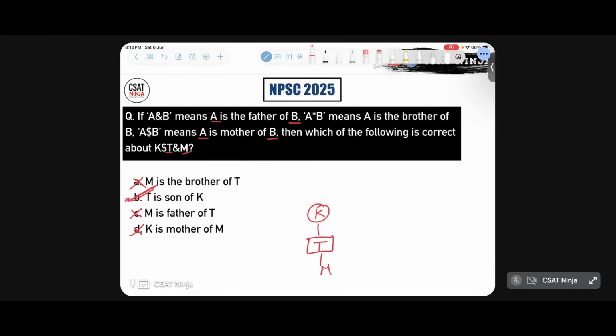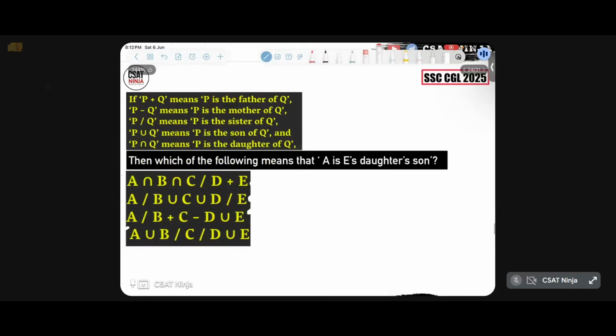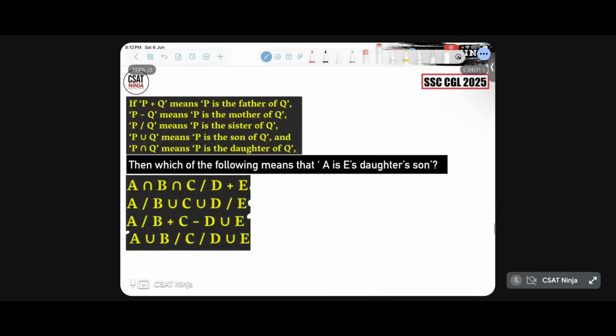D is the son of K. Oh, directly we see this. So D is the son of K, which means our option B is clear. Are we clear with this? Very simple question. Maybe because this was the first time, they might have given the easiest question. So next time, get ready with this type of question, or maybe I can expect this type of question here.